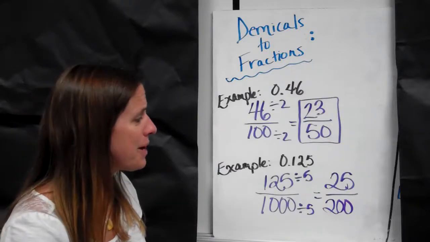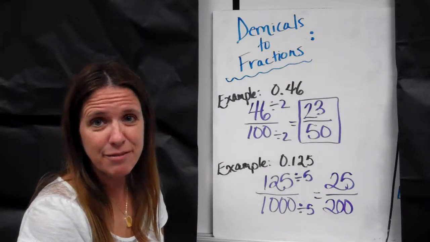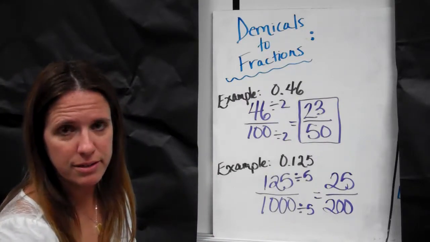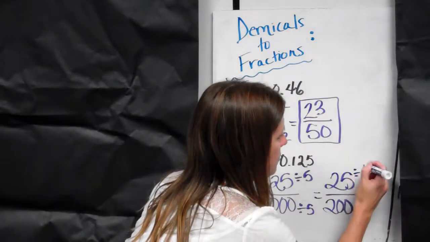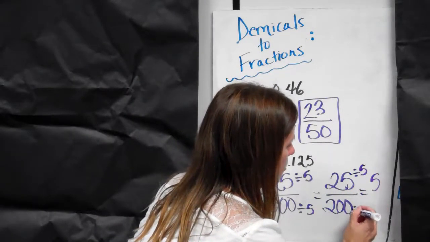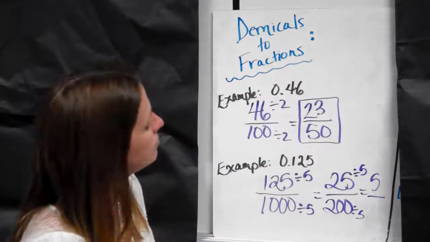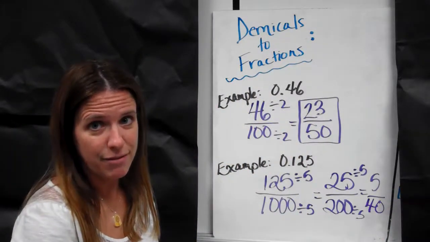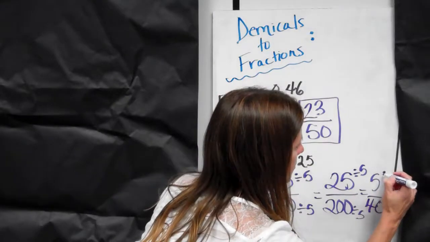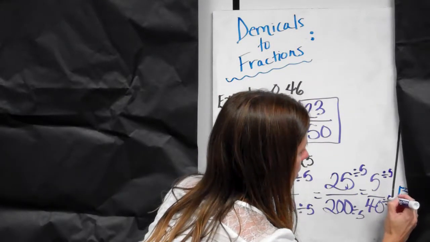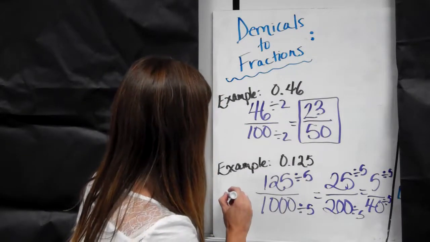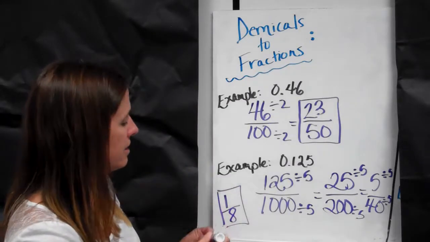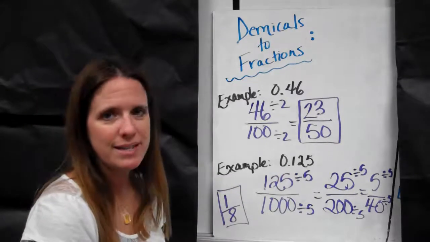I have a 5 and a 0 again, so I can take another 5 out. So I didn't find the greatest factor to divide out at first, but that's okay. You can do it in small parts like this and keep going. So 25 divided by 5 is 5, and 200 divided by 5 is 40. 5 and 40 still have a 5 in common, so we'll divide by one more 5. 5 divided by 5 is 1. And 40 divided by 5 is 8. So 1/8 is the fraction equivalent of 125 thousandths.